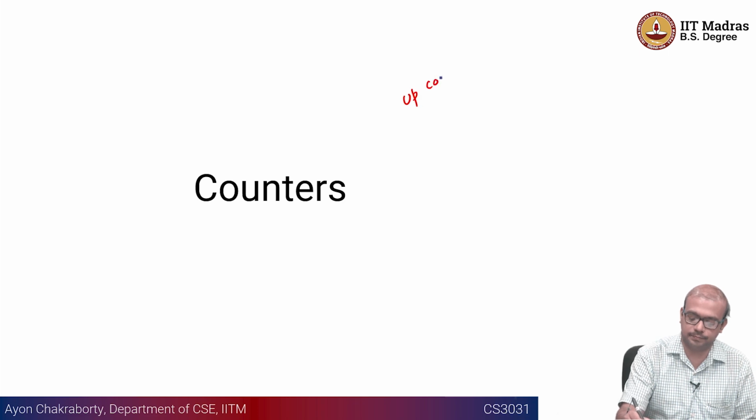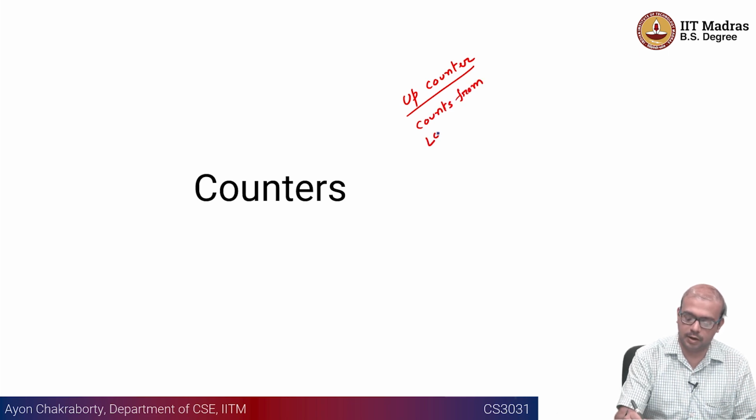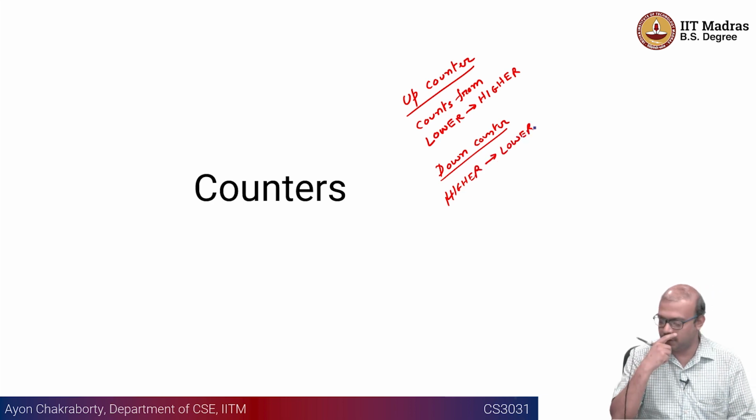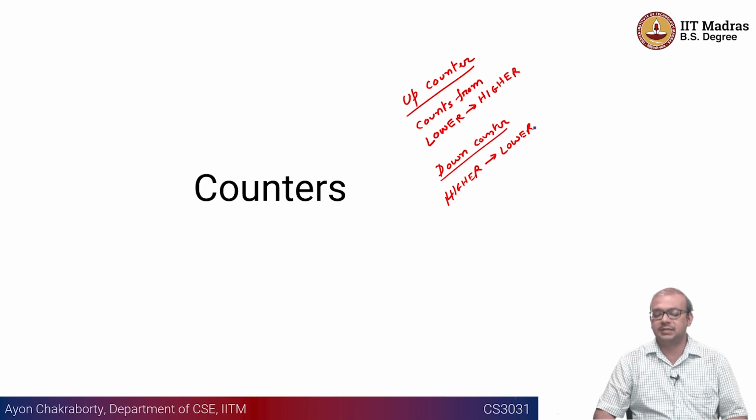So an up counter counts from lower to higher value, whereas a down counter is for higher to lower value. But it could be also some other sequence that you have been given to produce. That is what you have to do. But the principles that we have already taught, they are not going to change.